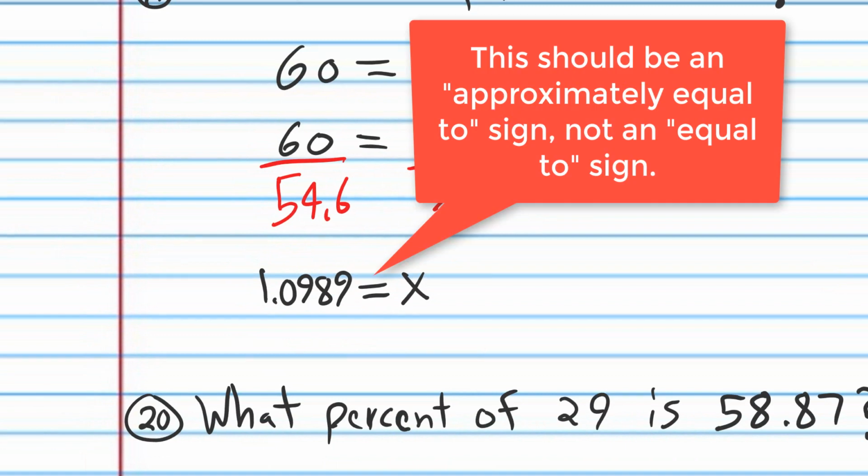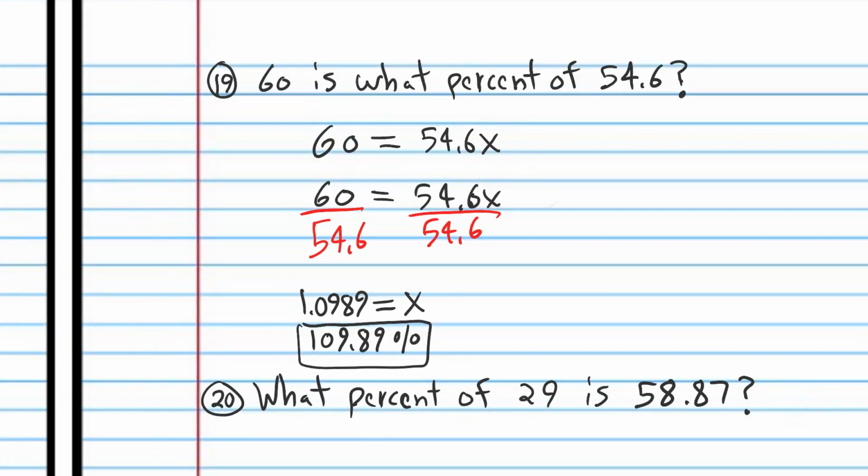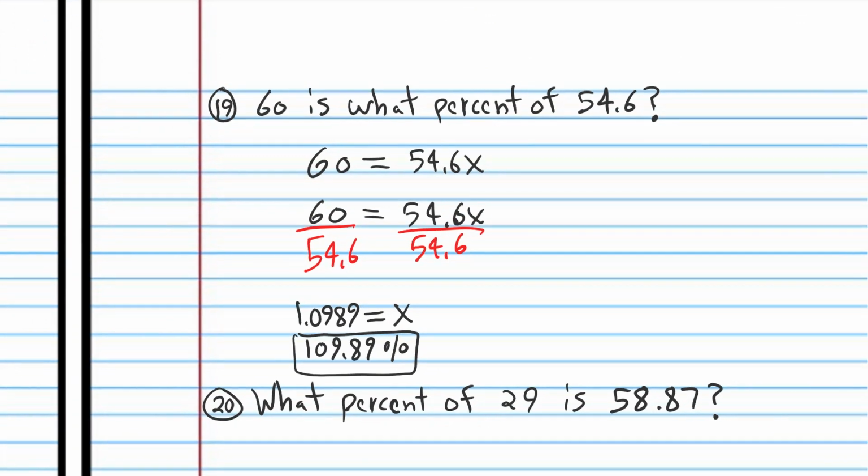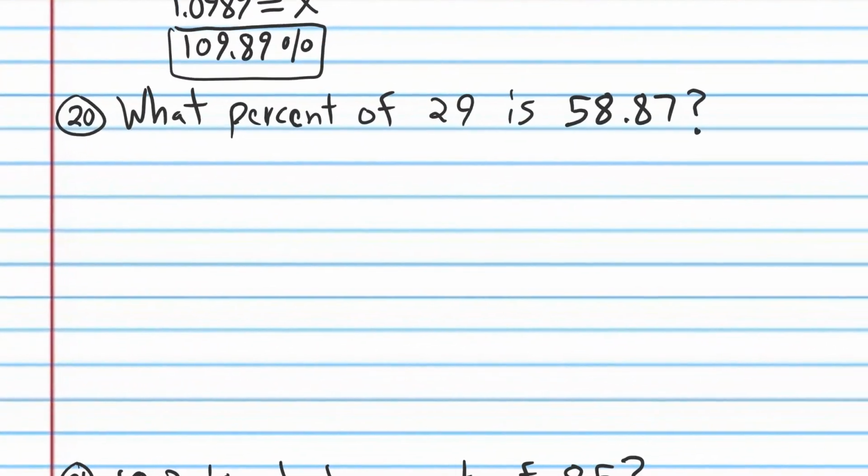So now we move the decimal 2 places to the right, and it becomes 109.89%. All right. So that was kind of a weird problem. We rounded off to the nearest hundredth of a percent. All right, so try number 20, and when you come back, we'll do it together.